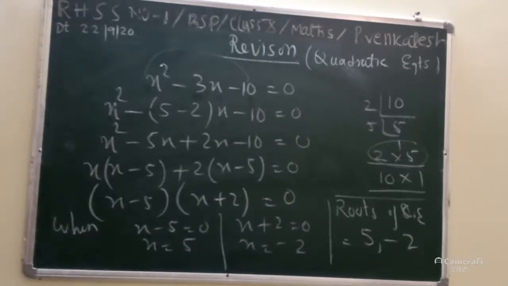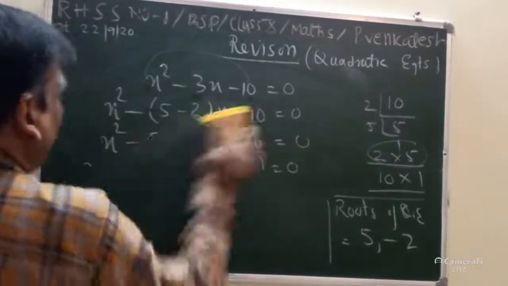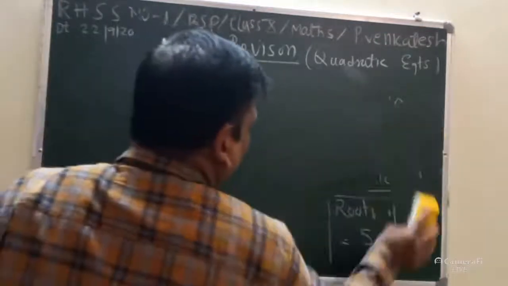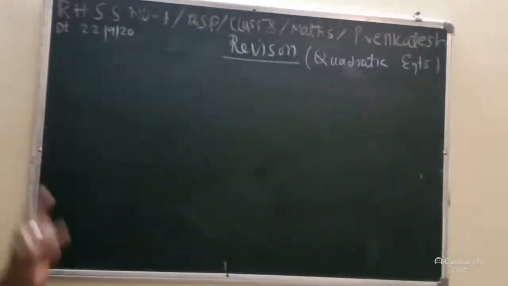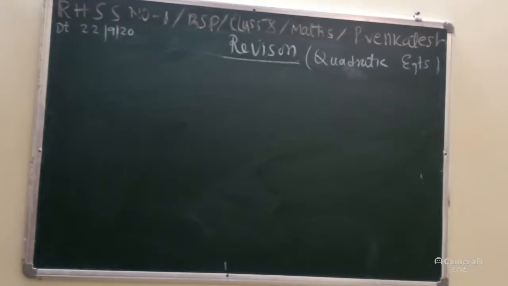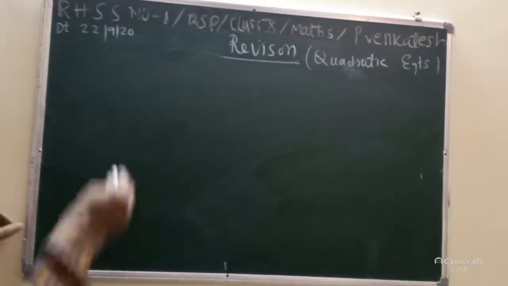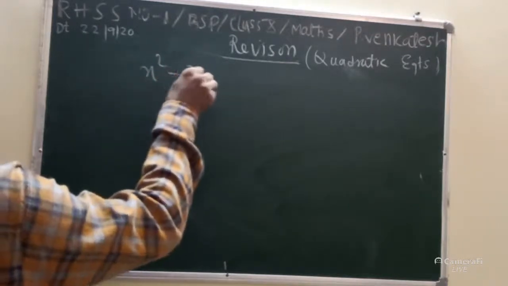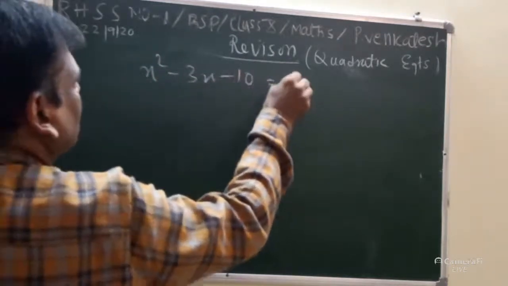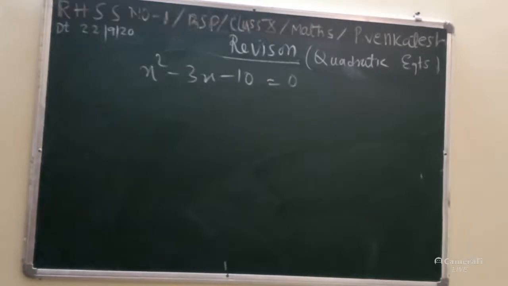Got it? One more problem we'll do here by factorization method. Then we'll do this same problem by formula method. Then it will be clear. You'll get the same answer. Now see here, x square minus 3x minus 10 equal to 0. Now the same problem we will do again by formula method.